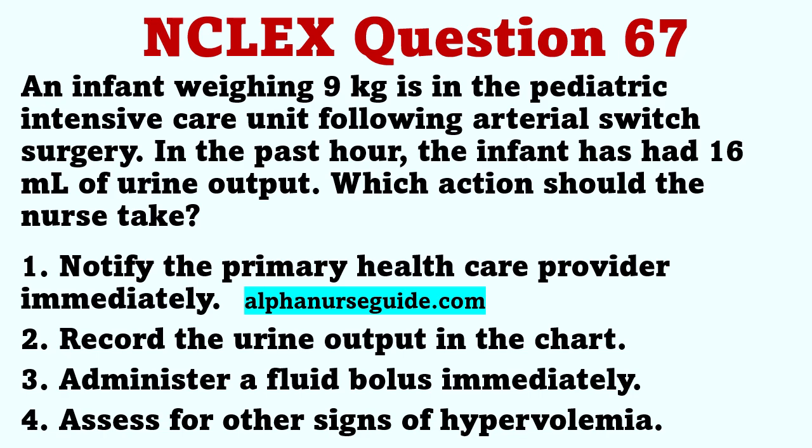The correct answer is 2. Urine output for an infant weighing 9 kilograms should be 1 milliliter per kilogram per hour. 16 milliliters of urine output is more than adequate for 1 hour, so the nurse should record the output in the chart. There is no reason to notify the primary healthcare provider regarding adequate urine output. The infant has adequate output, so there is no need for a fluid bolus. A fluid bolus could also cause the infant to become fluid overloaded, increasing the workload on the heart. There is no information in the question indicating that the child is hypervolemic.